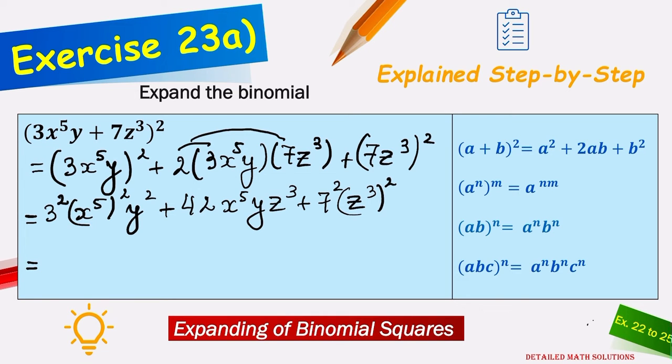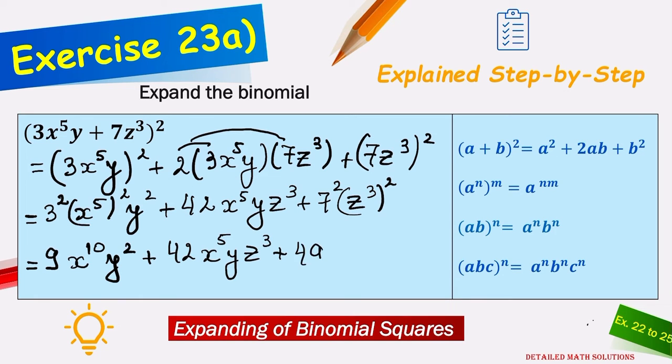If we simplify further, we get 9x to the 10th y squared, plus we just rewrite the middle term because we can't simplify it further. It equals 42x to the fifth y z cubed, plus 49z to the power of 6.